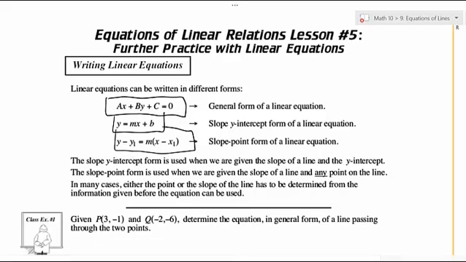The slope y-intercept form is used when we're given a slope, and the y-intercept makes that one easy. The slope point form is used when you've got the slope and any point on a line. A lot of times you have to convert between them. It's not that hard. I've got a couple exercises to show you how it is.